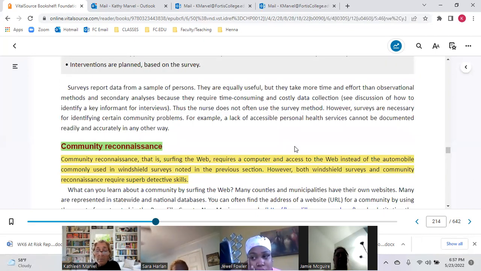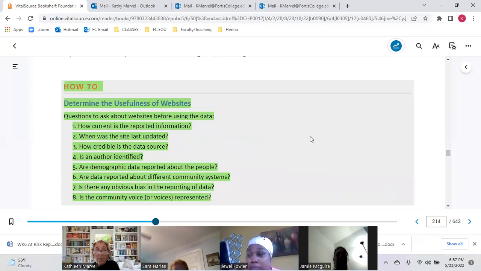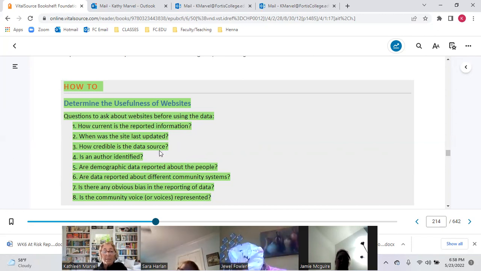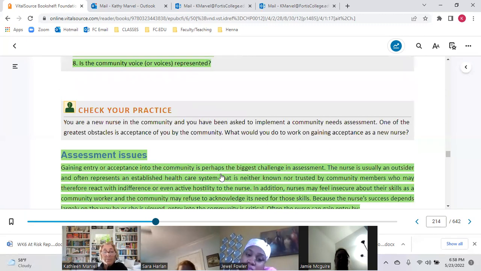What about law enforcement? Might you want to talk to law enforcement about your community? Is it a community that has a high crime rate? And what's being done? So there's a lot of things involved in community assessment. And then as you're doing your community assessment, here's some things to think about when you're looking on websites for community information. How current is the information? When was it last updated? How credible is it? So here's some things to think about.